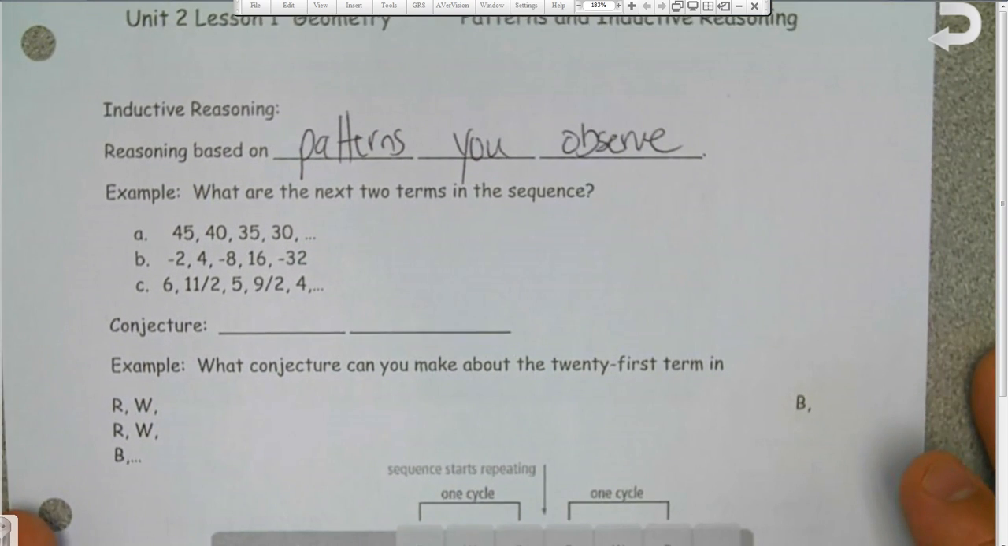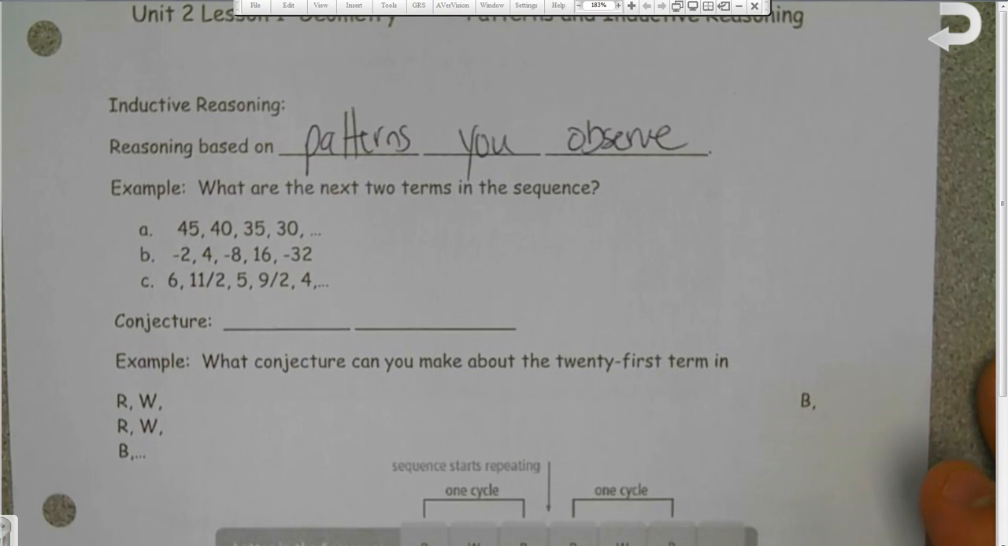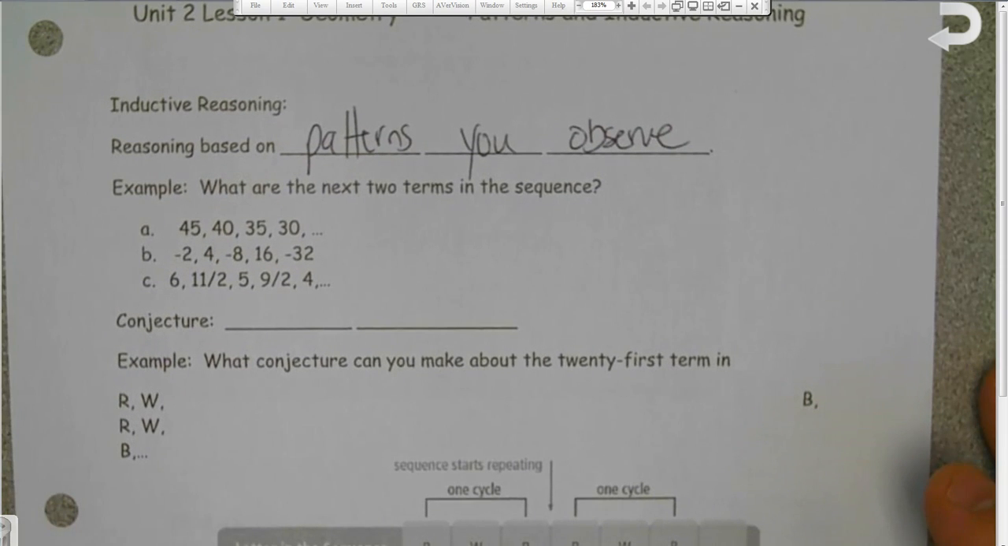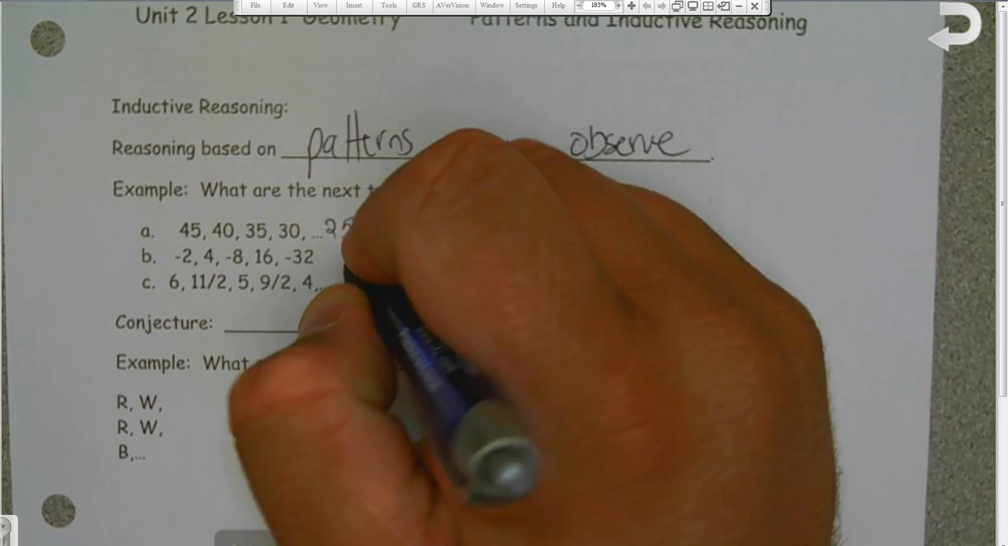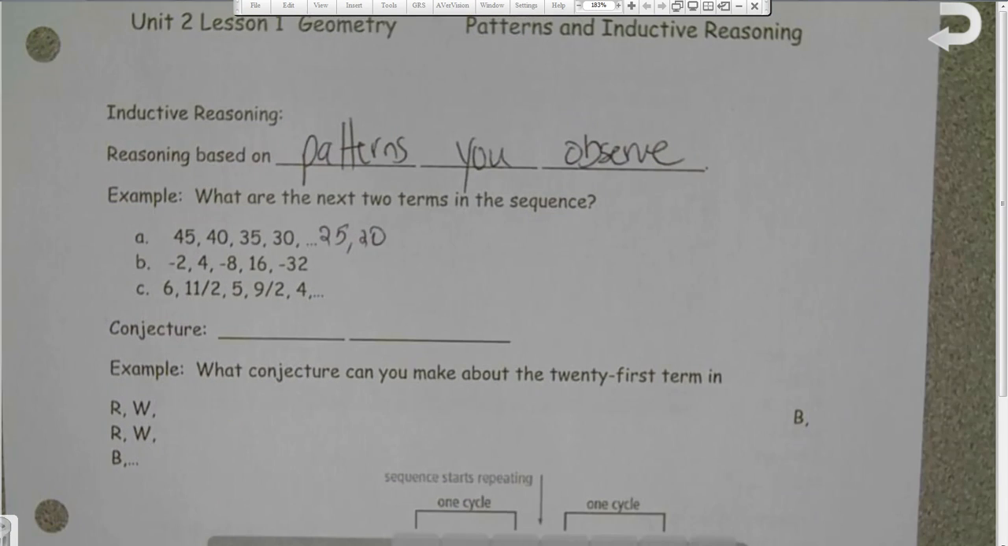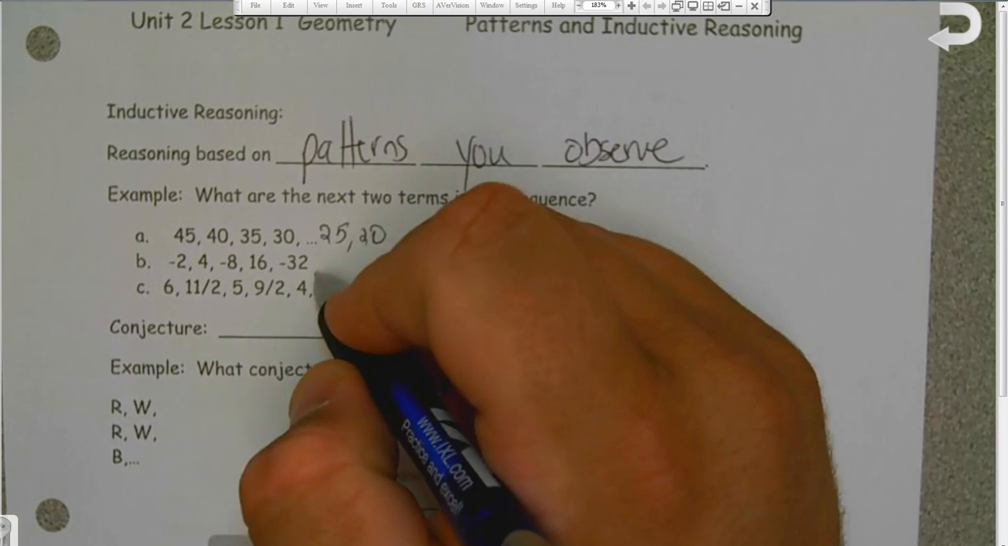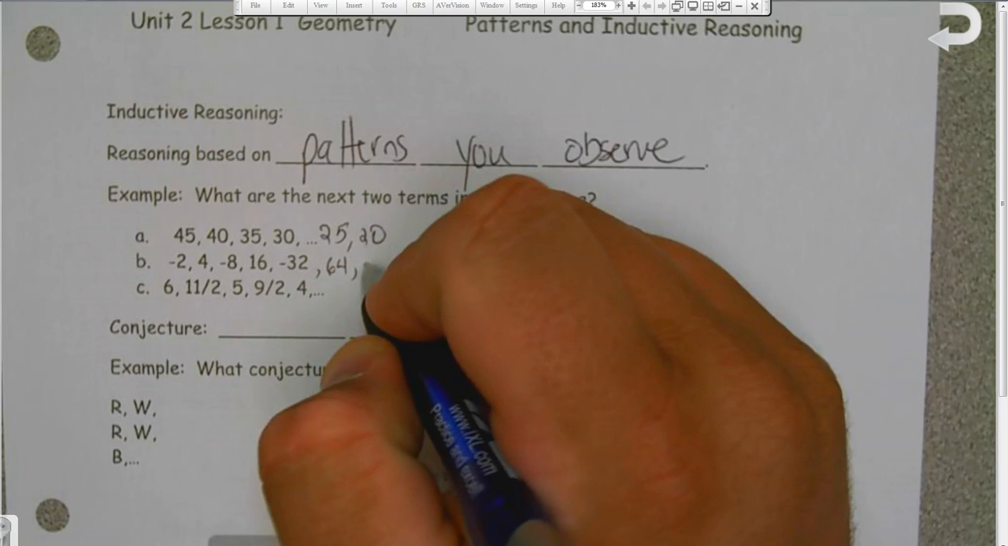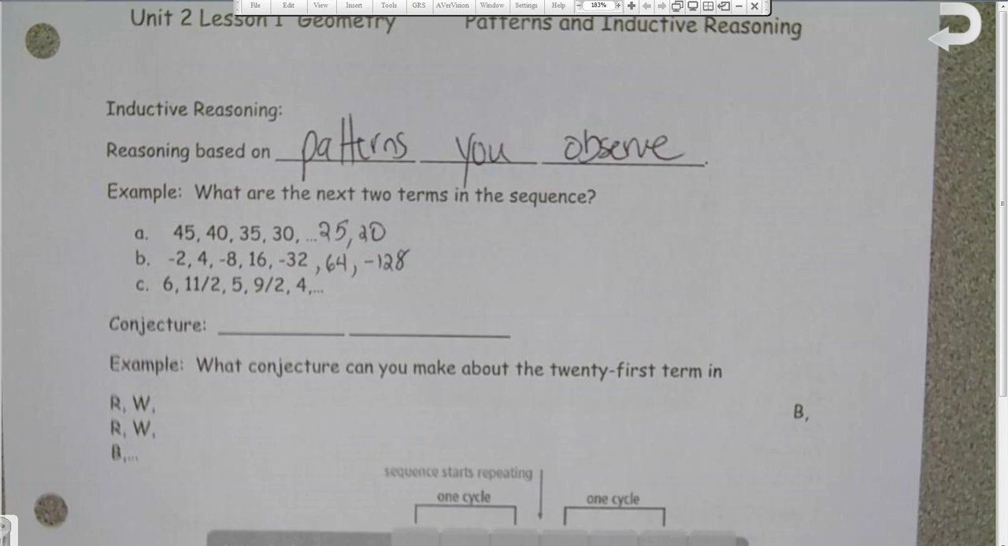So when we look at this, and we did this in algebra, what are the next two terms in the sequence? Well, obviously we're subtracting by 5 in A, and so the next two terms are 25 and 20. In B, we're multiplying by -2 every time. And so the next two terms are 64 and -128.